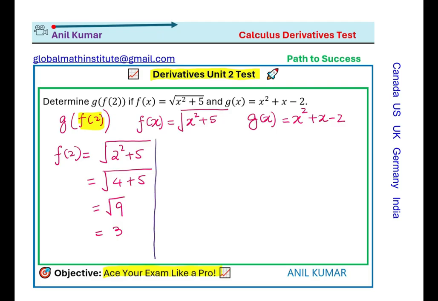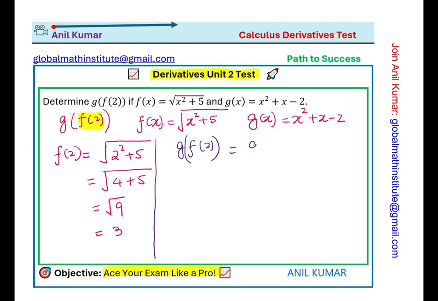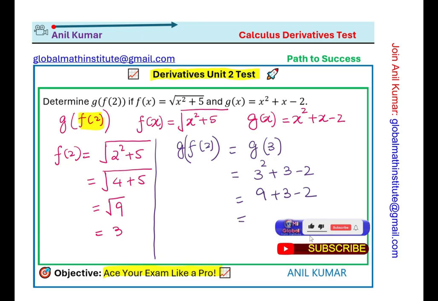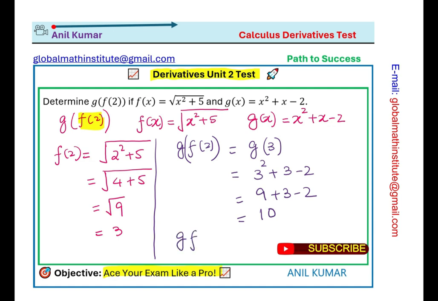Now let's evaluate g of f of 2. That means we are looking for g of 3. In the given function, substitute 3 for x, we get 3 squared plus 3 minus 2, or 9 plus 3 minus 2, which is 12 minus 2. So we get the value of the function, so we can write down g of f of 2 is equal to 10.